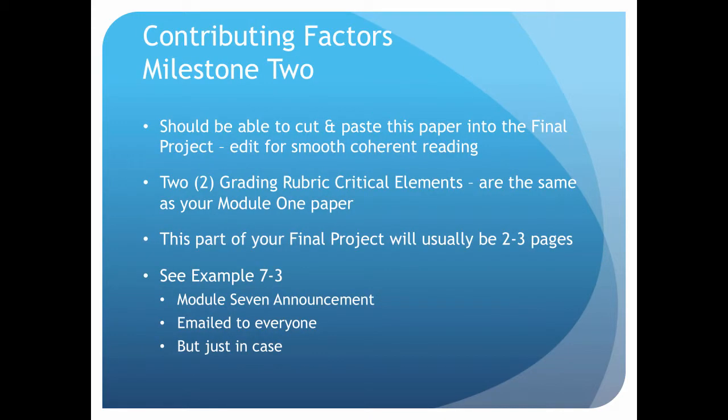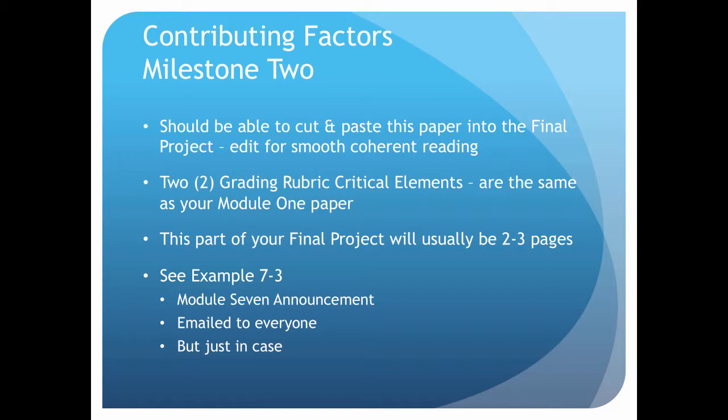Contributing factors, milestone 2. This would have been in Module 4, Week 4, Assignment 4-2. Same thing. If you did pretty well on it, if you've made your revisions to it, you shouldn't have to do too much. Cut and paste it into the document. Make sure that there's a nice transition from Module 1 to Module 2. In the grading rubric there are 2 critical elements for this one also. This part of your paper should be probably 2 or 3 pages long.